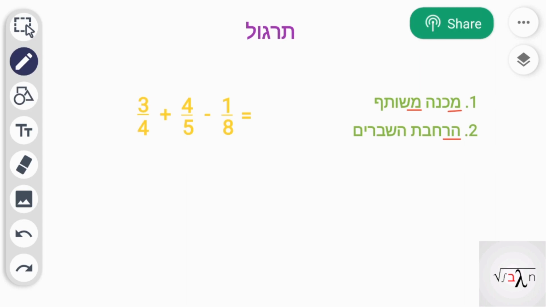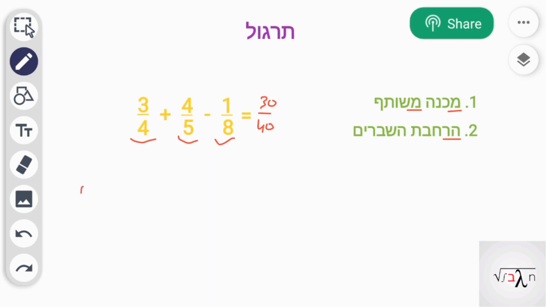We'll start with the code, the common denominator. The common denominator for 4, 5 and 8 is 40. Now we'll extend every fraction's denominator to 40. Let's take the 3/4. We'll extend the denominator to 40. The extension of the fraction will be only by multiplying. We'll multiply by 10, therefore, we'll multiply the numerator by 10 as well. 3 times 10 equals 30.